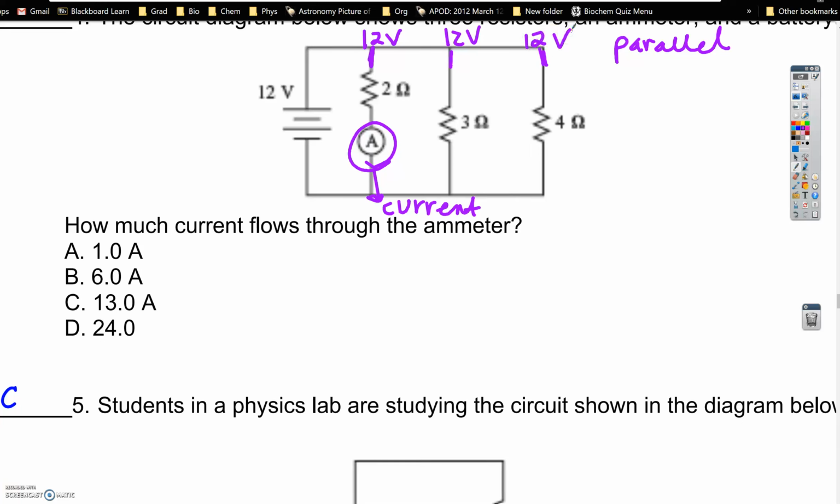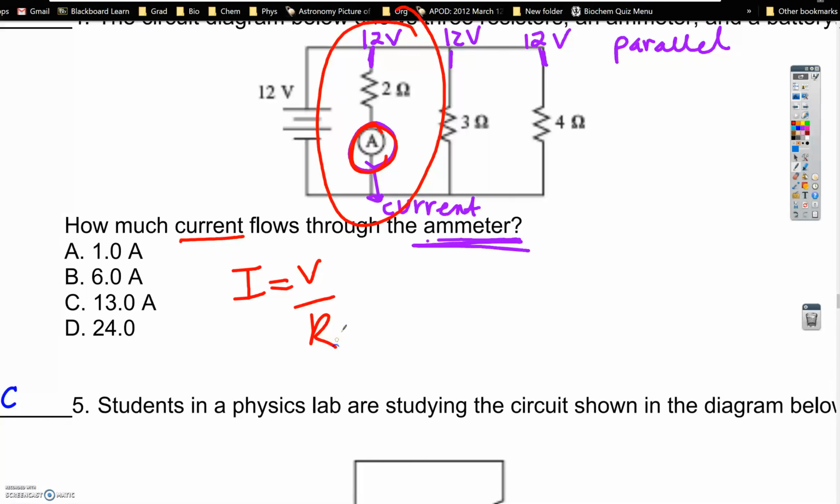But the question asks, how much current flows through the ammeter? You have to be careful with these types of questions. They're only specifically looking for this part of the branch, because that's the only thing that has the ammeter. To find current, we just use Ohm's law, I equals V over R. Voltage is equal to 12, and my resistance here is 2. So 12 divided by 2 is 6 ohms.